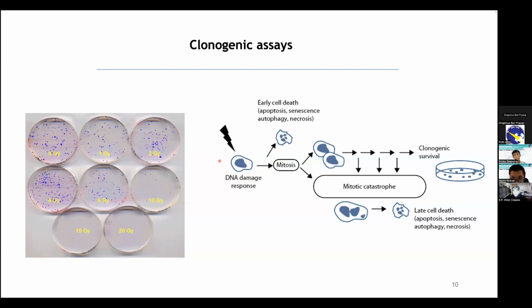So after radiation, you have DNA damage. The DNA damage either kills the cells immediately, or the cells go into mitosis. They can sometimes do this a couple of times, but then still die. And that is what we call late cell death. And this can be due to all kinds of ways: apoptosis, senescence, autophagy, and necrosis, or mitotic catastrophe, of course. But the cells that are actually surviving and make a colony of more than 50 cells, for instance, are considered clonogenic surviving. And this is important because not all cells die immediately. They sometimes take a while to die after radiation.